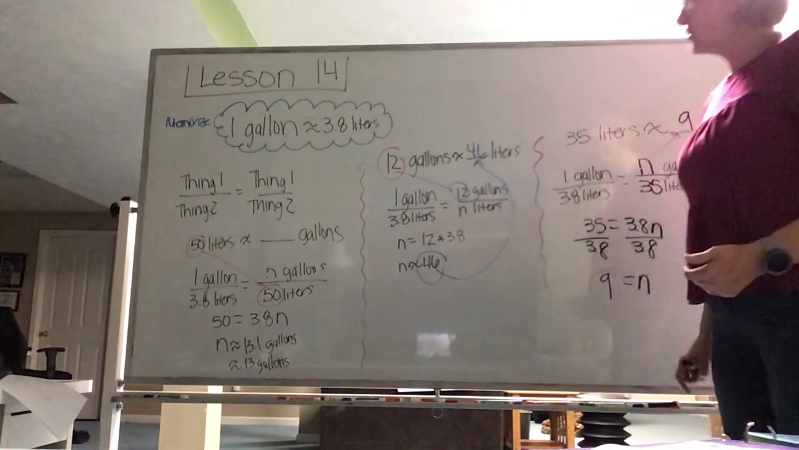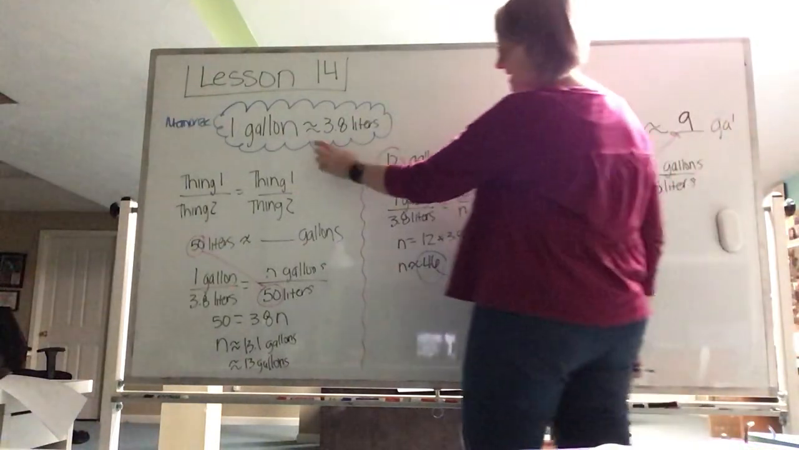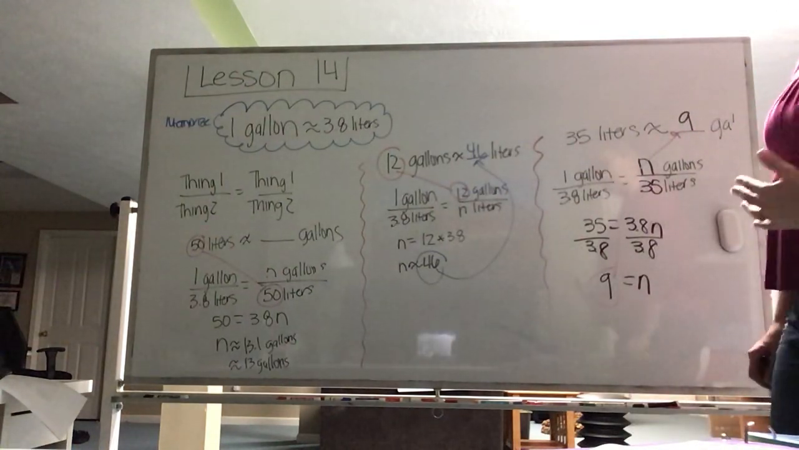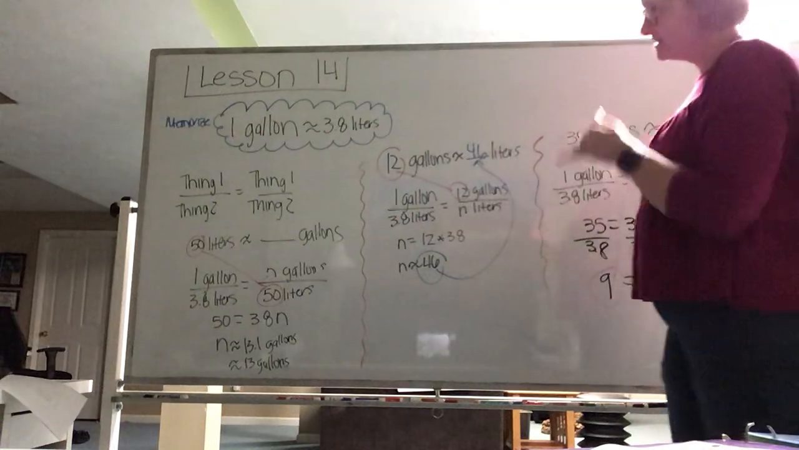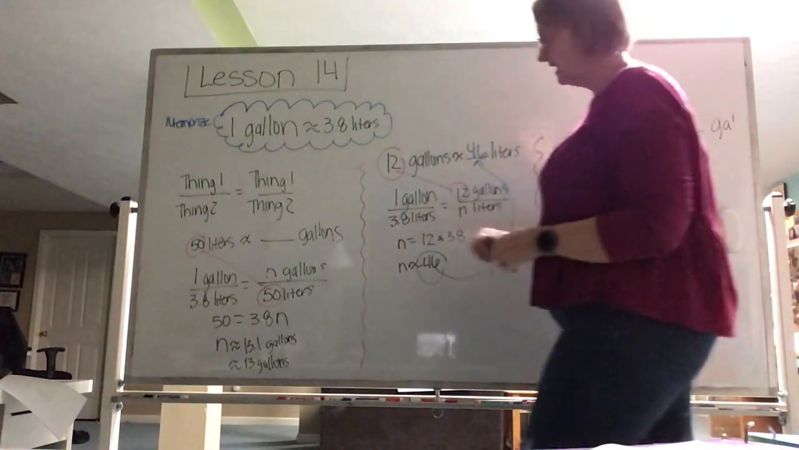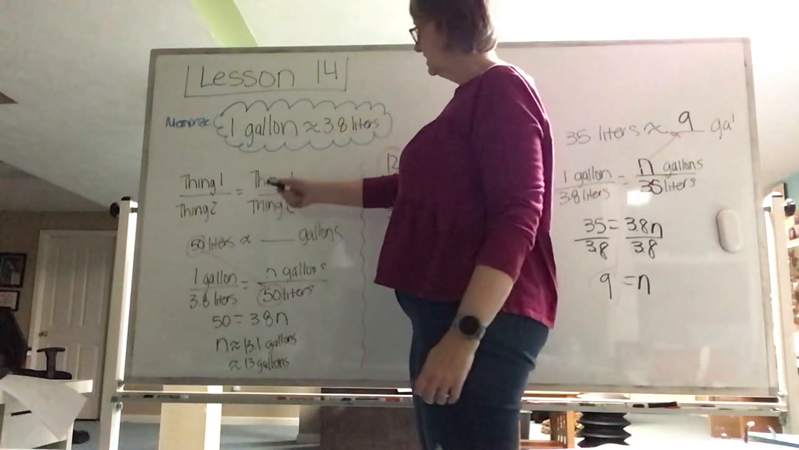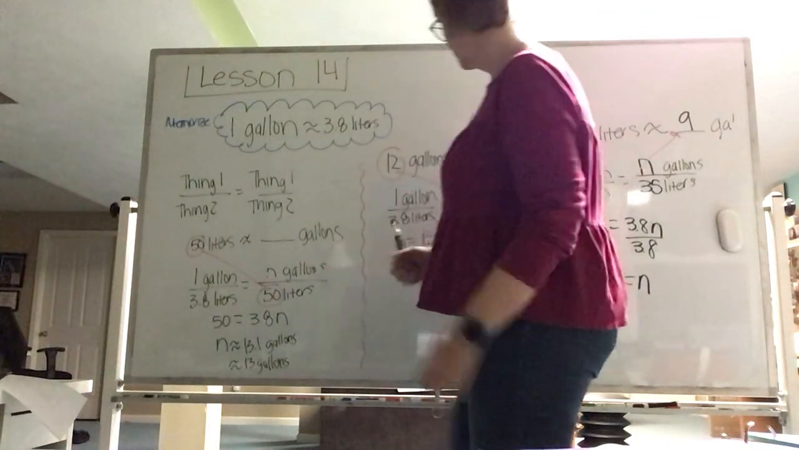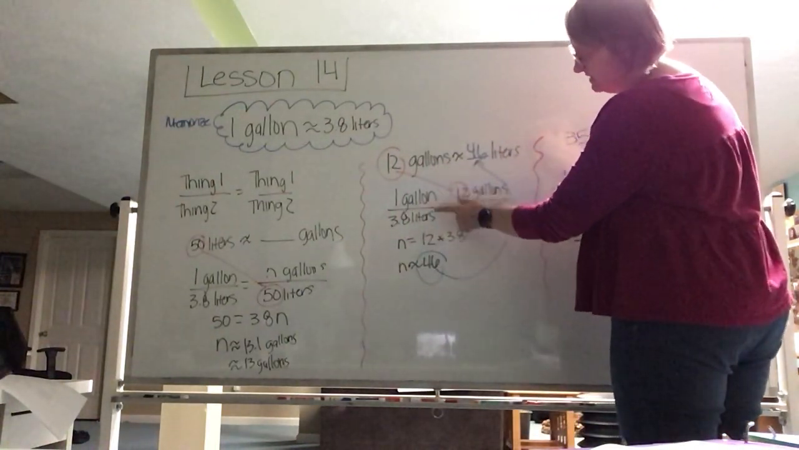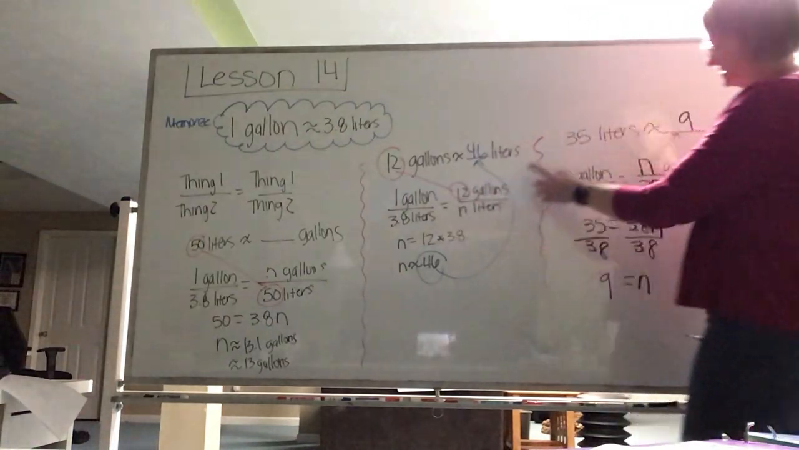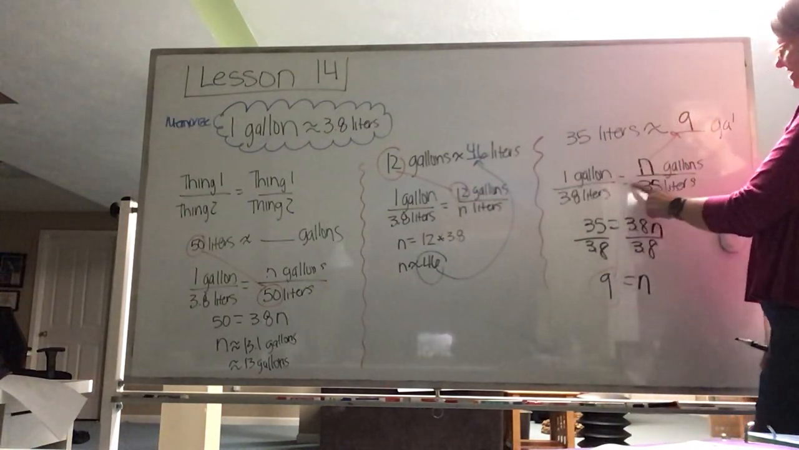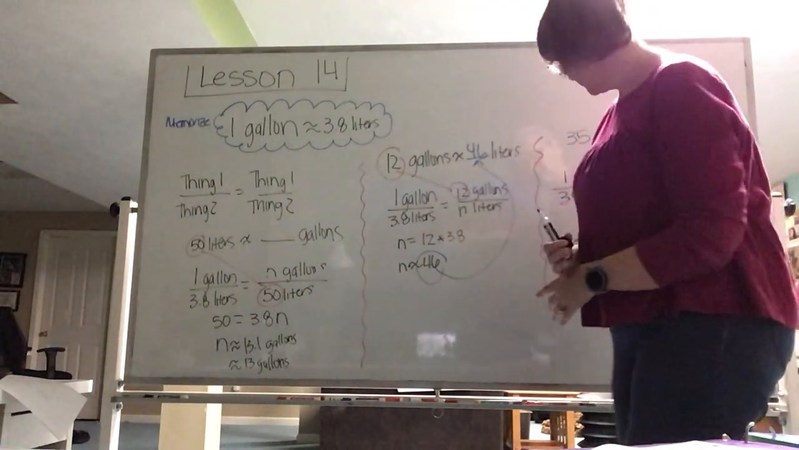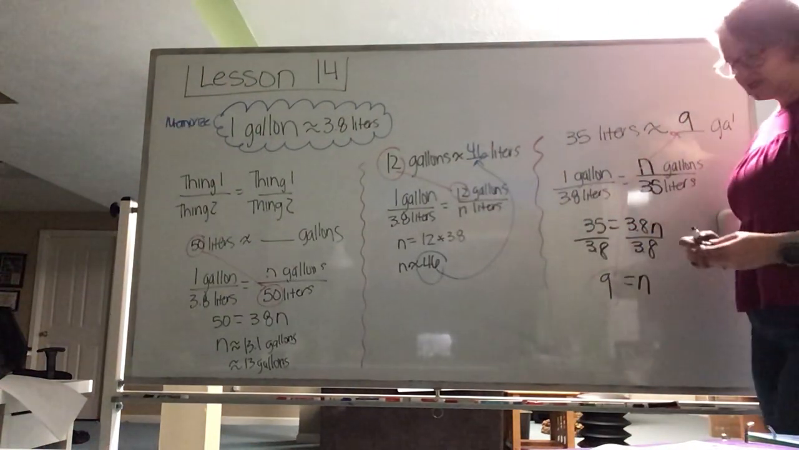So lesson 14, the important things. Memorize this guy. 1 gallon is approximately 3.8 liters. Now set up your problem. If you set your problems up doing thing 1 to thing 2, these are always going to work. Thing 1 to thing 2 equals thing 1 to thing 2. Gallon to liters equals gallon to liters, the same in every problem. When 2 fractions are equal, I will cross multiply. Then I just do the math and I get my answer.